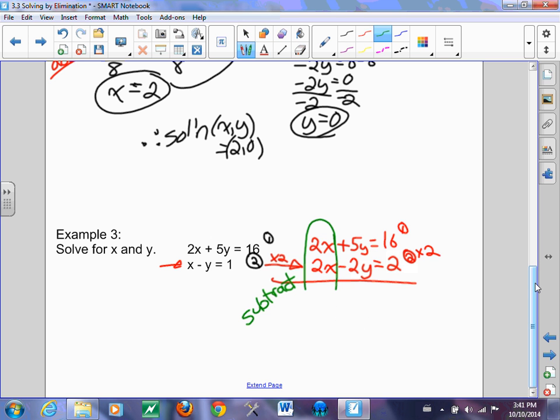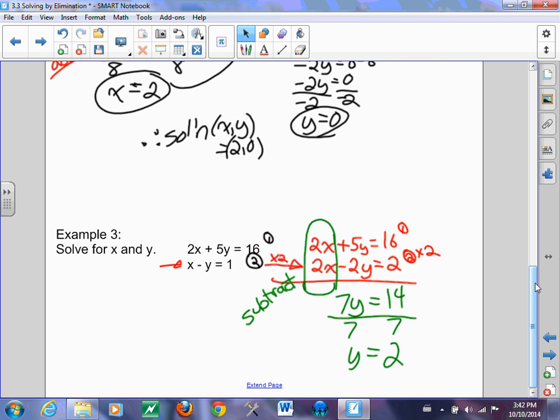So we're going to subtract. 2x subtract 2x is 0x, so we don't include it. Then we got 5y subtract negative 2y. When you subtract a negative, it becomes a positive. So we're going to have 7y equals 16 subtract 2, which is 14. We're going to divide both sides by 7. So y equals 2. I didn't mean to put a solid line across there. I'm just going to fix that.